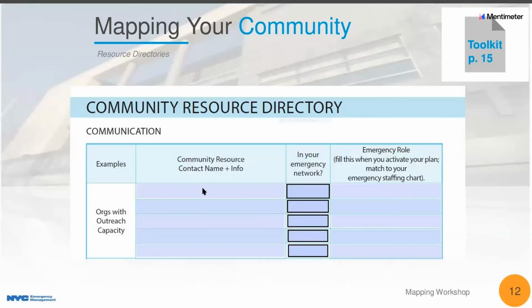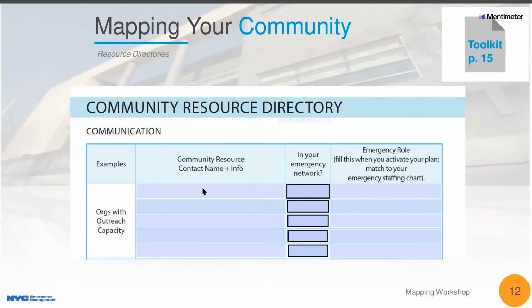Once you create the community map using Google My Maps with your network, you can transform that into a resource directory. And this is an actual screenshot from our toolkit on page 15, where you can physically write down, and Mariah has created some excellent fillable PDFs where you can just plug in the contact information and whether or not they're in your network and what their role might be.